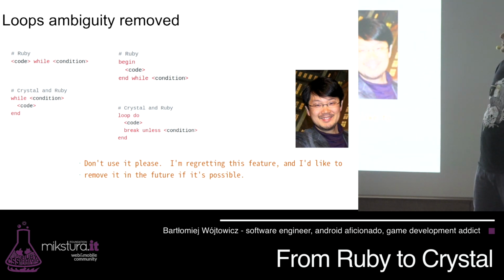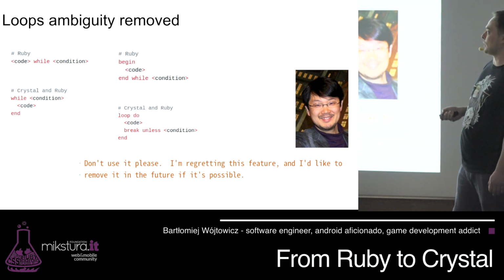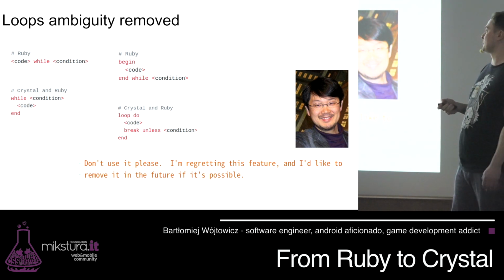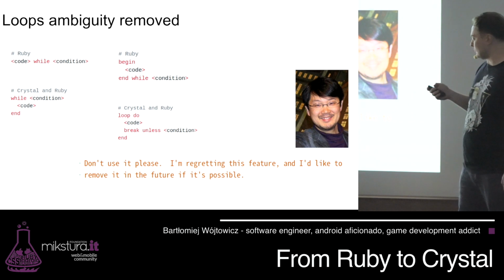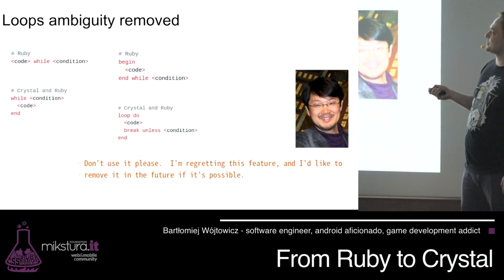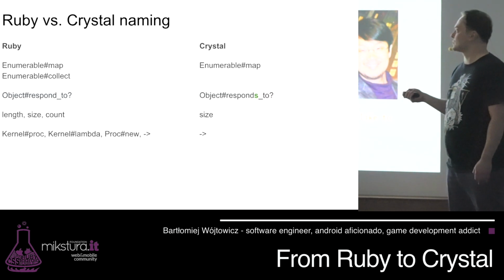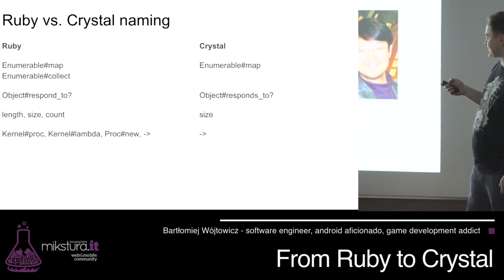Okay, loops ambiguity removed. So in Ruby we got multiple ways of doing while loops. In Crystal this confusion was removed. Even Matz regrets adding this. So here first it will be checked for the condition, then the code will be executed, but here first the code will be executed, then the condition will be checked. So here you can write the same in Crystal in Ruby, like this.